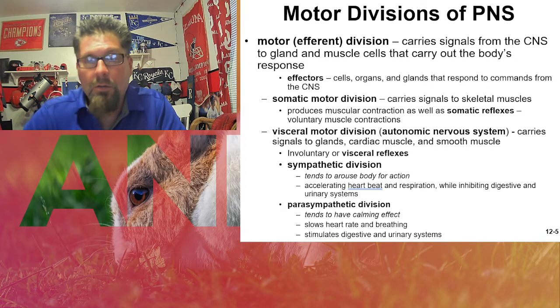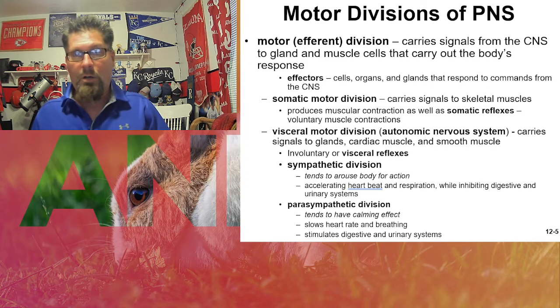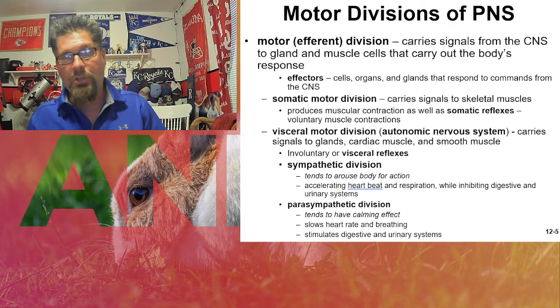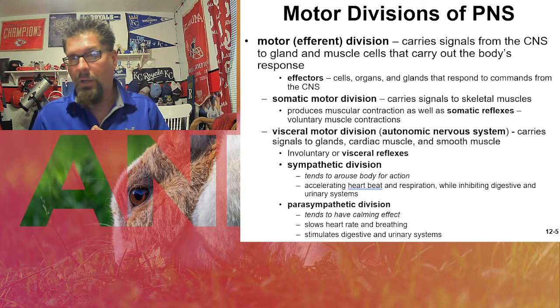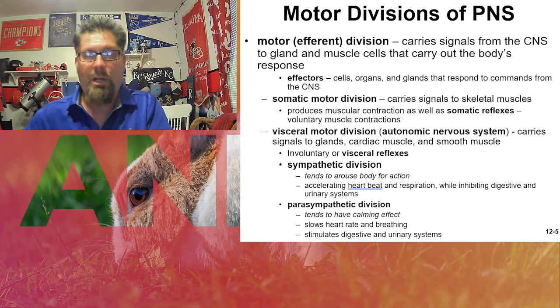Say you need to reduce your blood sugar, you need to lower something, that's going to be parasympathetic.